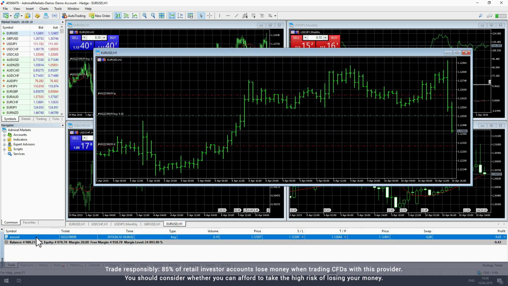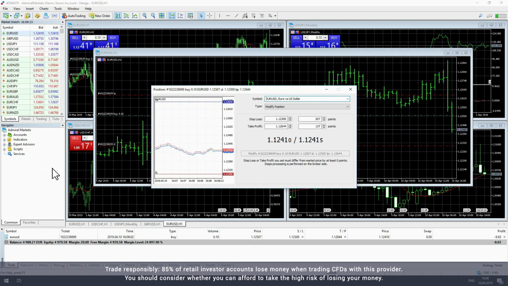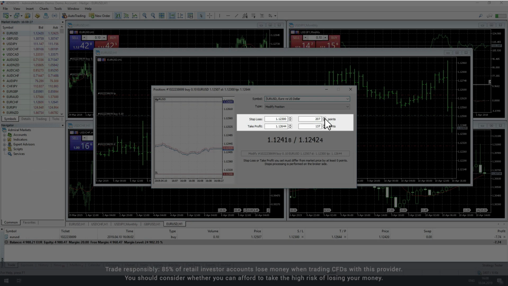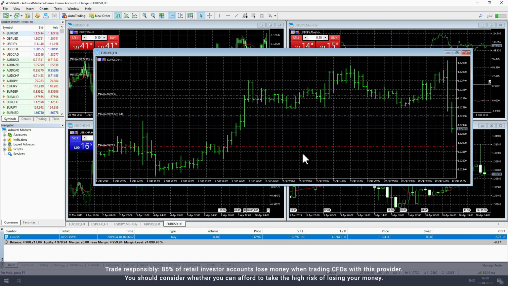To modify your trade, simply right-click it in the toolbox and choose Modify or Delete. In the pop-up window, you can update your stop loss or take profit, either by changing the price levels or changing the number of points between the current price and your preferred stop loss or take profit. Once you've made your changes, click the Modify button to confirm them.